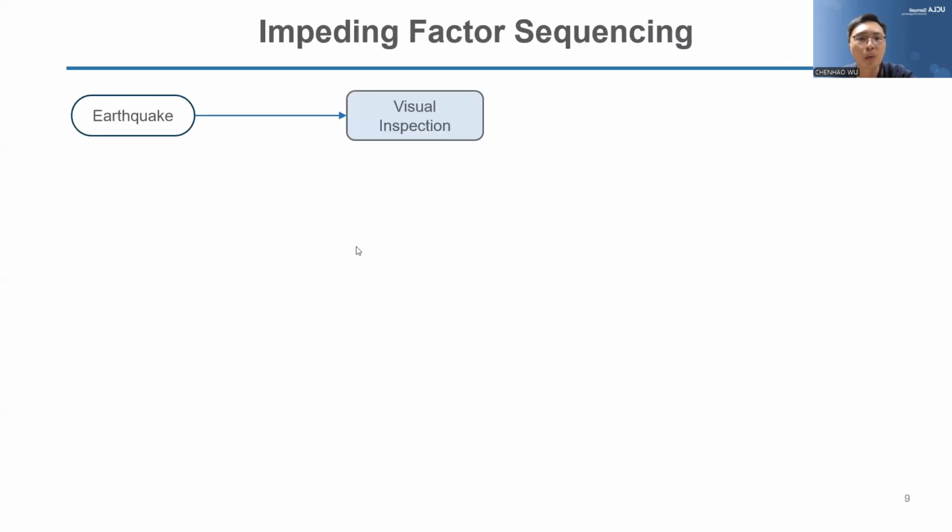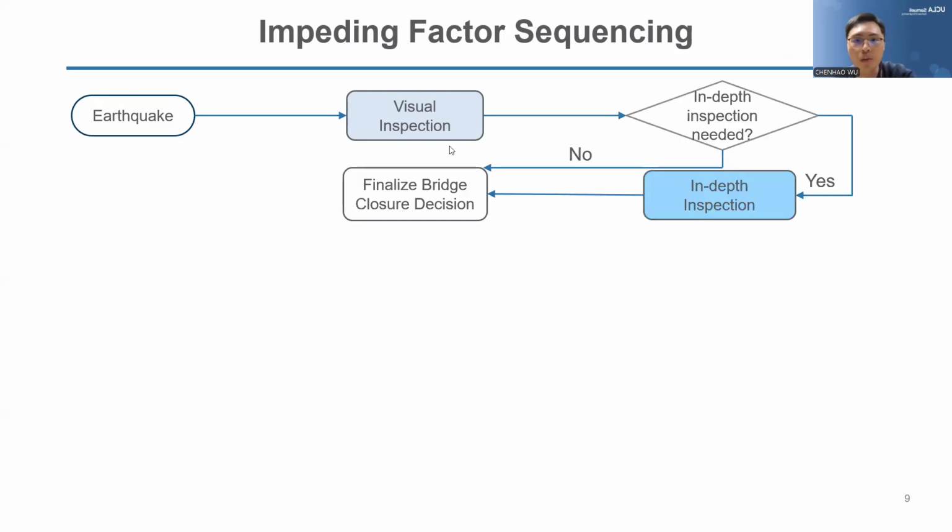So again, we need to have a clear understanding of their sequencing because the times are not linearly added. That means there's some complex interactions between different impeding factors. So following an earthquake, there's a visual inspection, and then they will decide if there's a need to perform an in-depth inspection. And if yes, they'll perform an in-depth inspection before they make the bridge closure decisions.